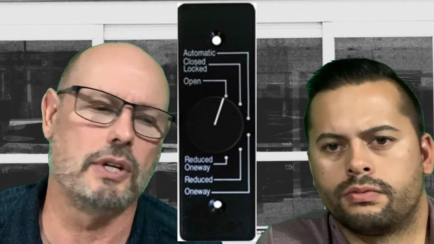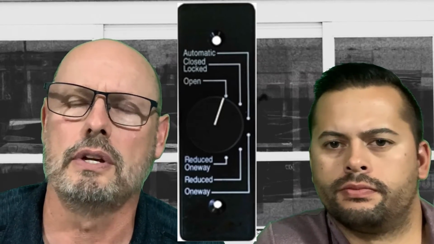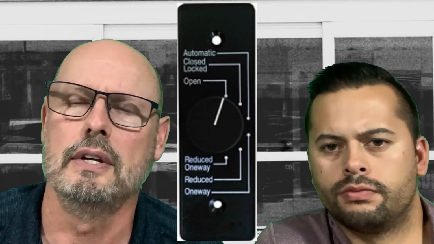And that basically covers the positions of the switch. This does also go for the key switch. Instead of a knob switch, you may have a 6-position key switch, which has settings that are identically the same.